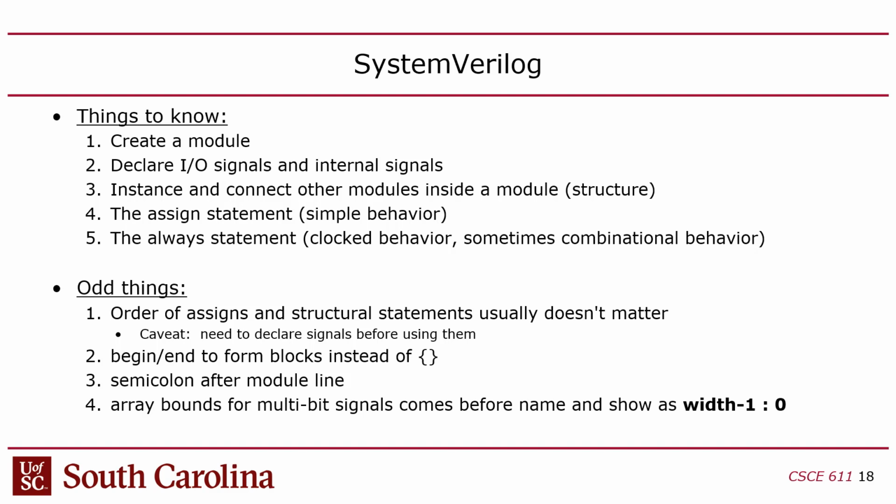Number 3, instance and connect other modules inside of modules. That's structure. So that's basically creating a block diagram or a schematic using Verilog. And we've looked at that already. Number 4, the assign statement, which is the way that you create simple combinational behavior, like a mux, for instance. And then number 5, which we'll talk about today, is the always statement that's used for memory and clocked behavior.